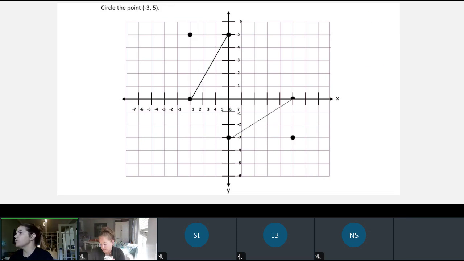Okay, and now I'm going to open the whiteboard again. Circle the point -3, 5. So remember, ordered pairs are x, then y.